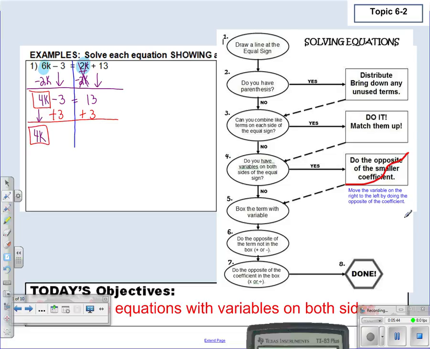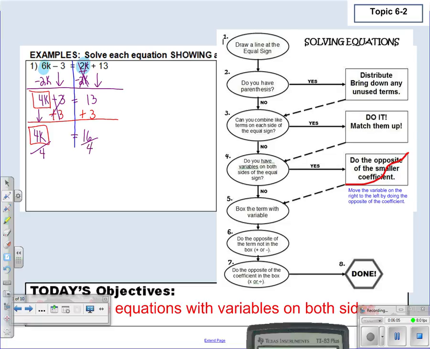Negative 3 plus 3 equals 0, and then 13 plus 3 equals 16. Step 7 says do the opposite of the coefficient in the box. The coefficient in the box is 4. It's being multiplied by k, so the opposite would be divided by, and I'm going to divide by that number. Divide by that coefficient of 4.